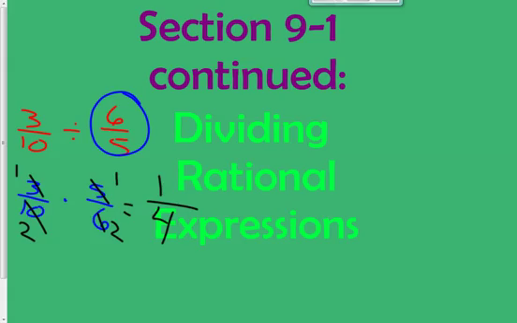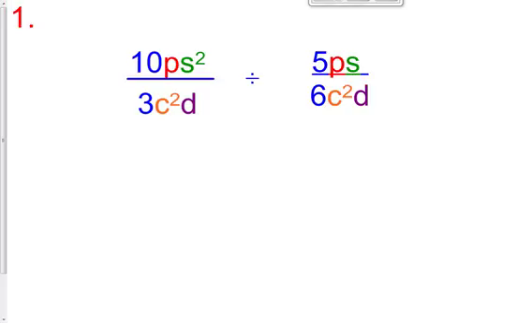So we're going to use this same concept that we learned in elementary school to each and every one of these problems on our notes for today. So we have two fractions and we're dividing them. So when we divide, it's the same thing as multiplying by the reciprocal. So put 6c squared d in the numerator and 5ps in the denominator. Now we're simply going to cross reduce and then multiply straight across.